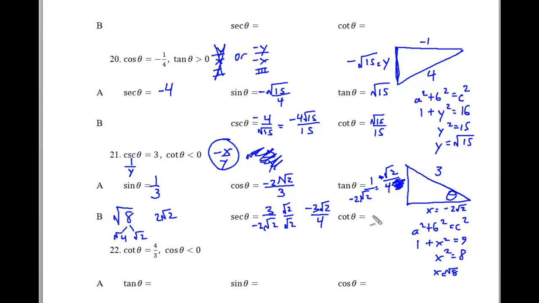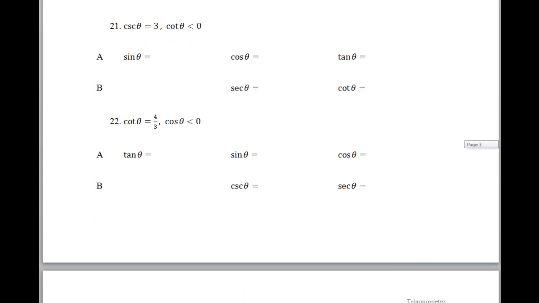Now I can flip that on its head, but obviously it'd be easier just to flip this on its head right there, because if we go x over y, we'd have negative 2 square roots of 2 divided by 1. So there's my cotangent of that angle. Alright, with 2 to go, 2 of the tougher problems here.